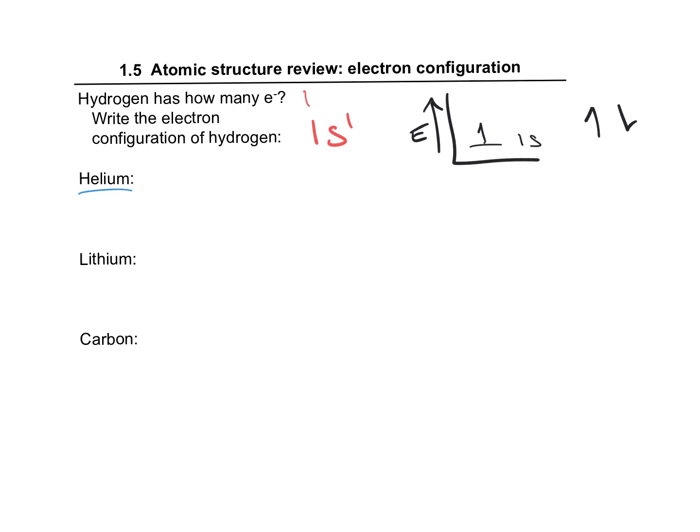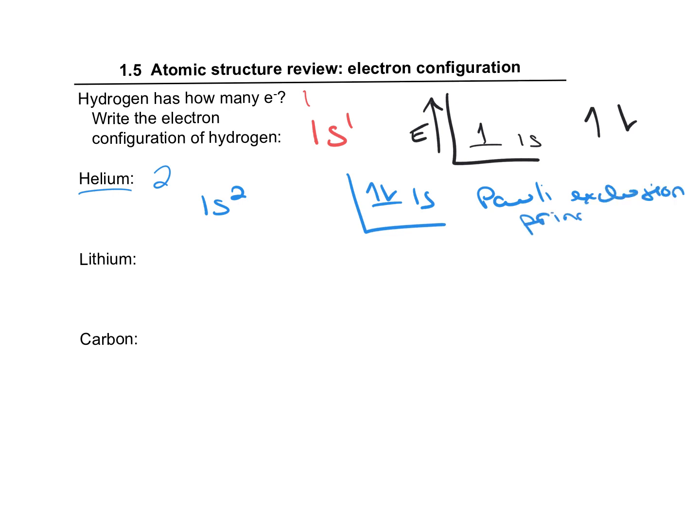Next, let's take a look at helium. So helium has 2 electrons, so the electron configuration is 1s2. And here we have our 1s orbital, and we have 2 electrons in the same orbital. Now we have to apply the Pauli exclusion principle, which tells us that 2 electrons in the same orbital must have opposite spin. Since there's only 2 options for spin, then the maximum is 2 electrons in an orbital.